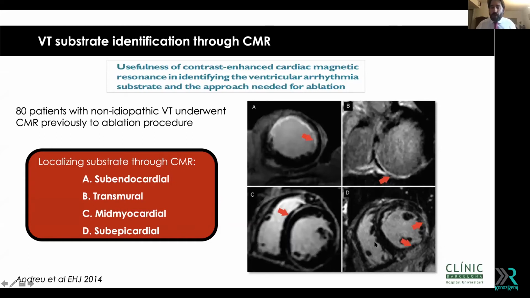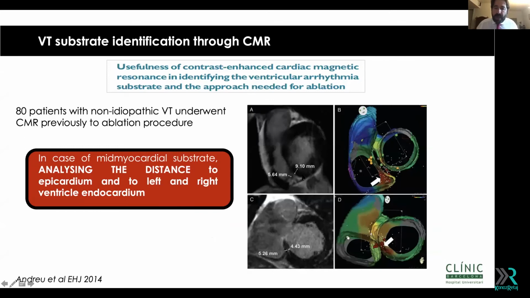So if you know where the substrate is in advance, you will be able to plan your procedure from the very beginning. Even more, if you have, for instance, this midmural substrate in the outflow tracts, you can decide if this substrate is closer to the right ventricle or to the left ventricle. So you can decide if it's preferable to ablate from the right ventricle or from the left ventricle.